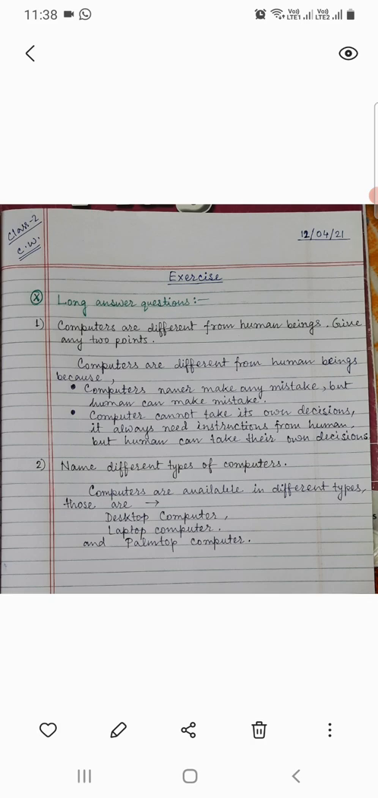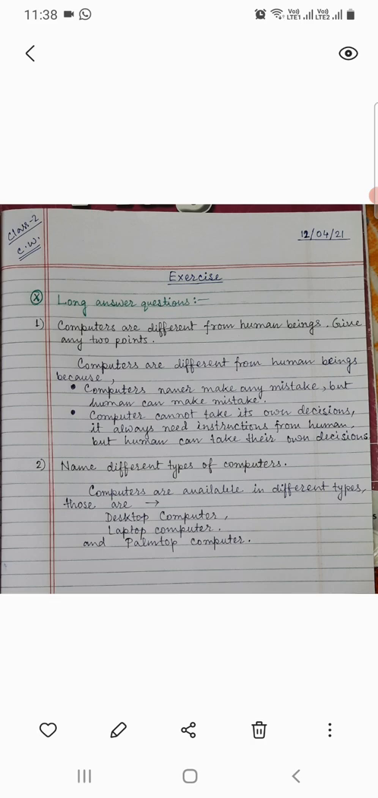So the long answer questions from our exercise, that is the 10th number of the exercise. What is the first question we have? Computers are different from human beings. Give any 2 points. If 2 points or 3 points are mentioned in your question, you have to write as your question asks. So if you are asked to write 2 points, you have to write 2 points.